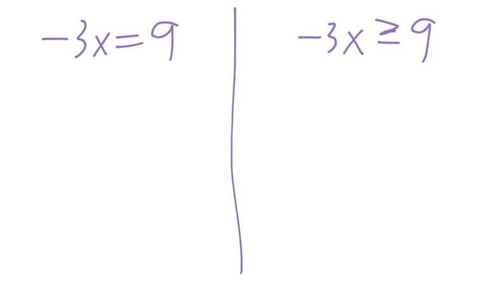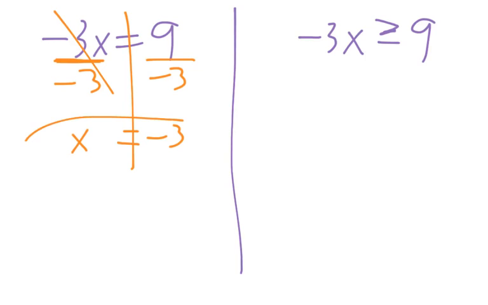To start off the lesson, we're going to do both an equation and an inequality so you can see the similarities but also the differences. First, let's start with the equation. If we have negative 3x equals 9, the negative 3 and the x are being multiplied together, so we do the inverse operation, which is division, on both sides by negative 3. So we get x equals negative 3. For the inequality, our first step is exactly the same. We have to get x by itself, so we divide both sides by negative 3.